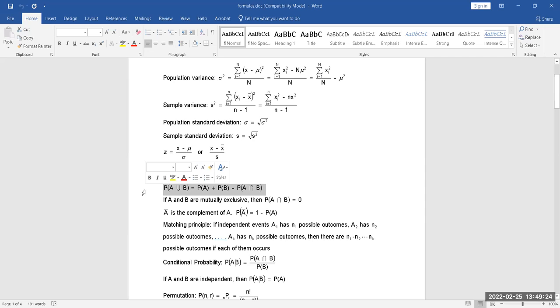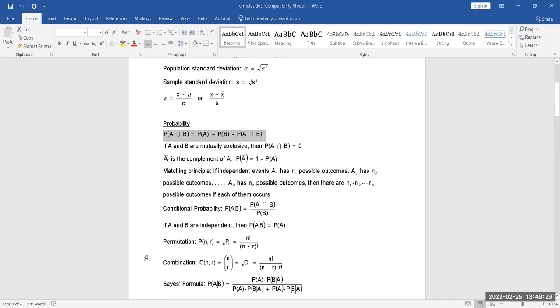Here's the Venn diagram, subtract out the intersection. Oh, I'm so sorry, you guys. I thought you were seeing all this. Now, let's get down to here.